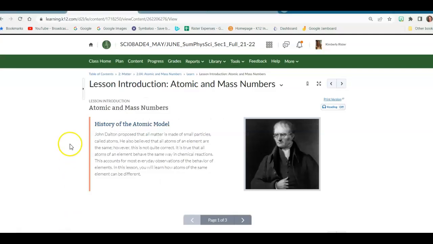So as we get started, we're looking at the history of the atomic model. It is important, there's a lot of chronological information here. It talks about how the model was developed, so it is important to have that in your notes. So John Dalton proposed that all matter is made of small particles called atoms. He also believed that all atoms of an element are the same. However, this is not quite correct. It is true that all atoms of an element behave the same way in chemical reactions. This accounts for most everyday observations of the behavior of elements. In this lesson, you will learn how atoms of the same element can be different.